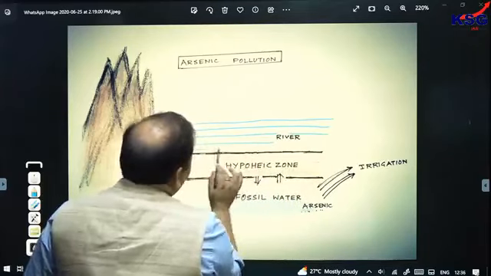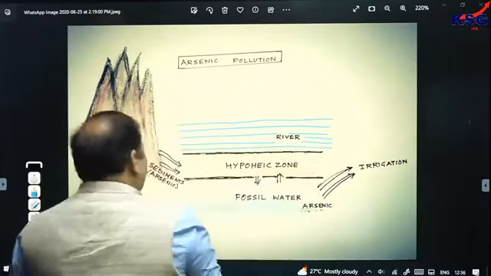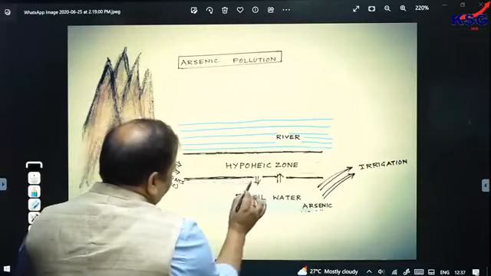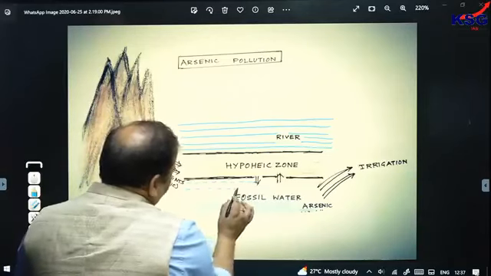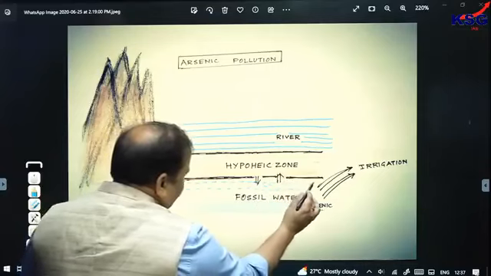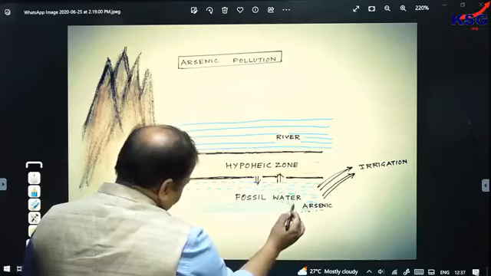In fact, we can see that the entire northern plains of India are affected by arsenic contamination. So what is the source of arsenic that we are talking about? The source of arsenic happens to be the Himalayas.